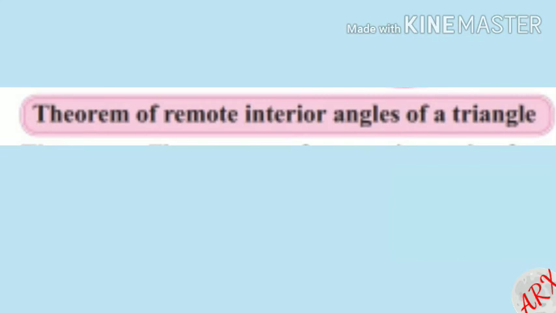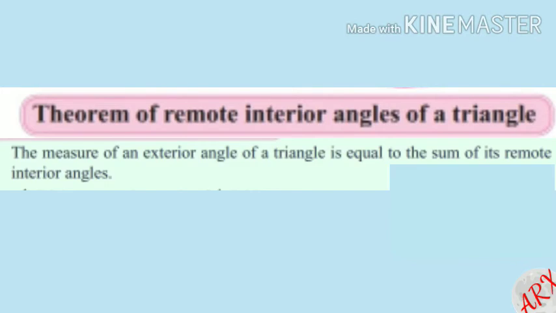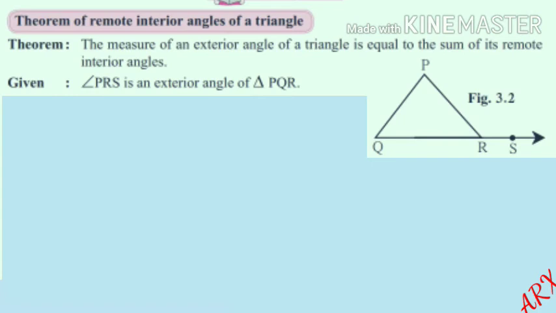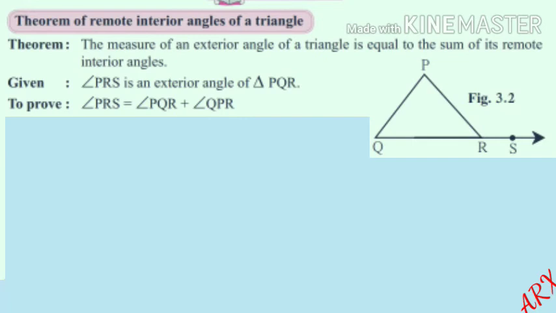Now we will move on to the theorem on remote interior angles of a triangle. It states that the measure of an exterior angle of a triangle is equal to the sum of its remote interior angles. From the given statement, if angle PRS is the exterior angle of triangle PQR, then we have to prove angle PRS equals angle PQR plus angle QPR, which are the remote interior angles of the exterior angle. Now we will start with the proof.